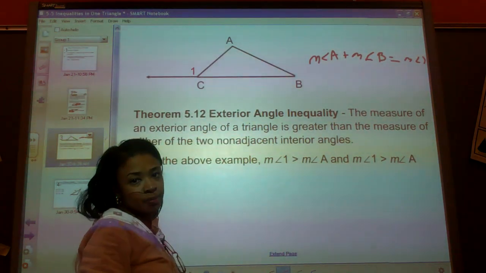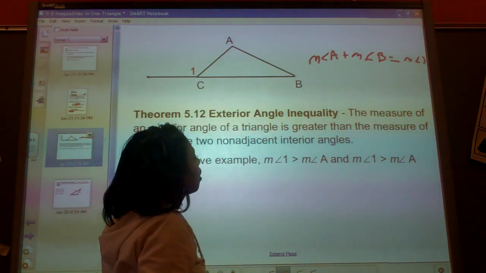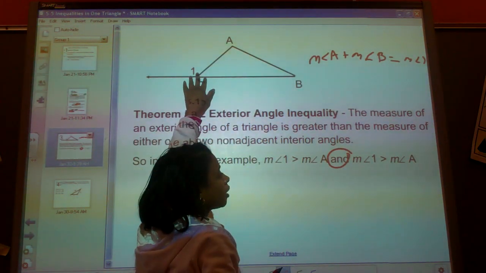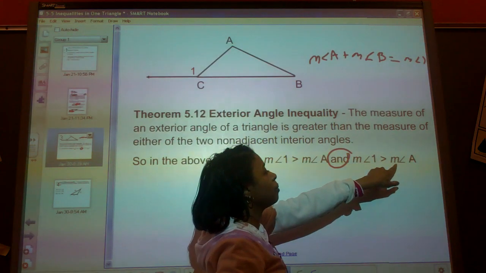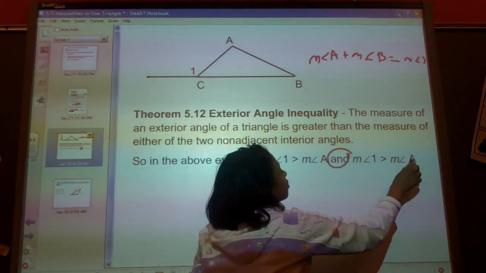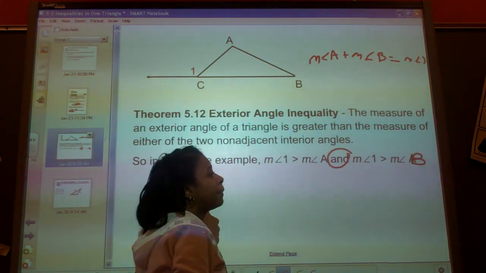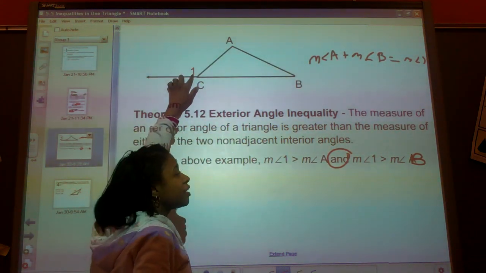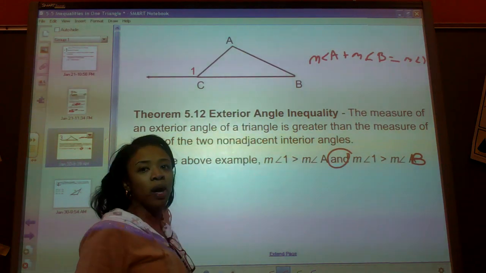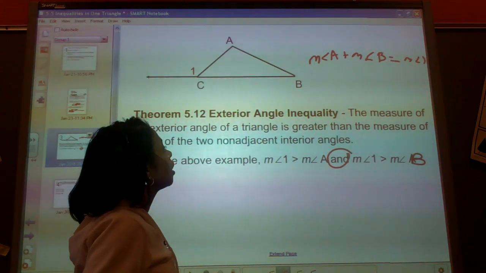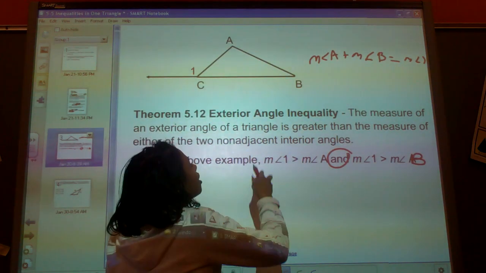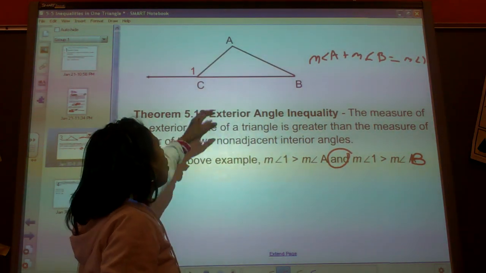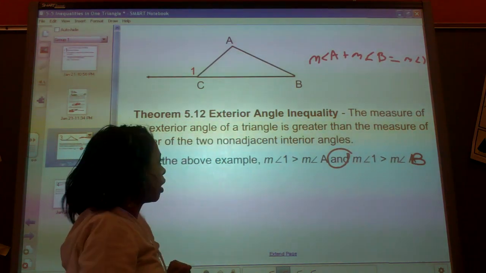Well, all this theorem is simply saying is the measure of angle 1 is greater than angle A by itself. And it's also saying that the measure of angle 1 is greater than the measure of angle B. Okay? And that's true. Think about it. The measure of angle 1 is going to be greater than the measure of angle A by itself. Why? Because you have to add A plus B in order for it to equal the measure of angle 1.